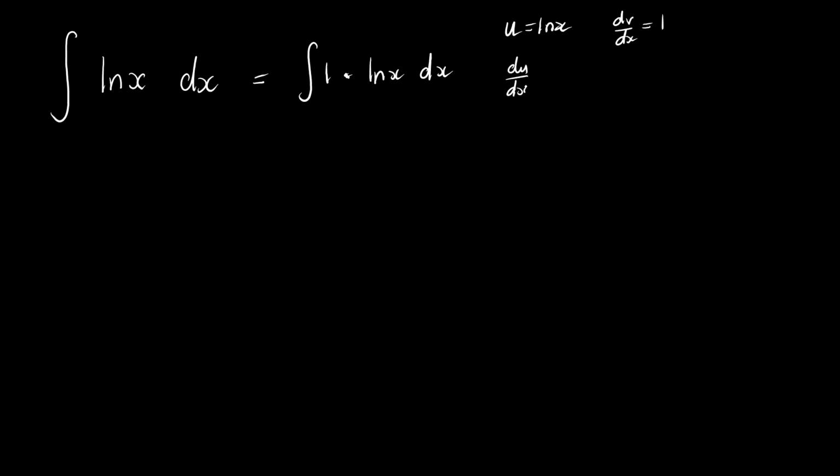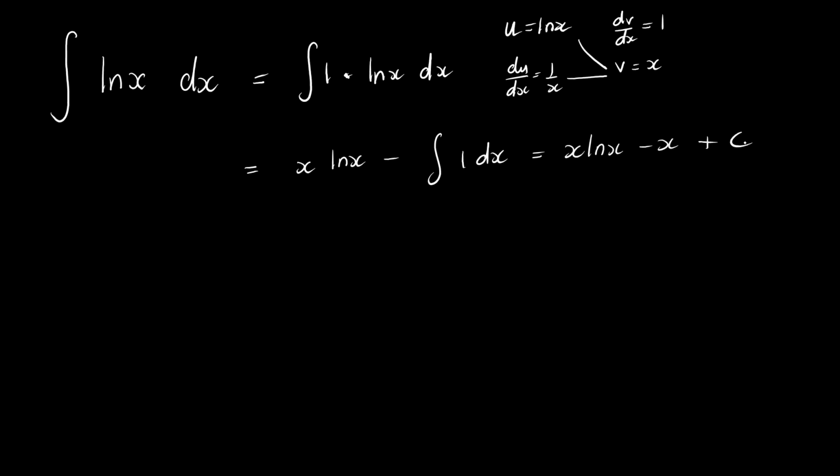du by dx is equal to 1 over x, v is equal to x. So this is going to be uv, x log x, minus the integral of those two things together. But 1 over x times x, that's just 1. You get x log x minus x plus c. And that's the integral of log x. So it's just a trick. You can do it with other functions, but it particularly works well with inverse functions.